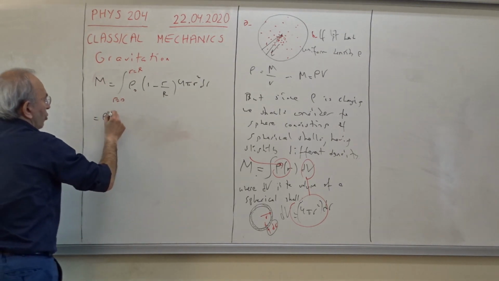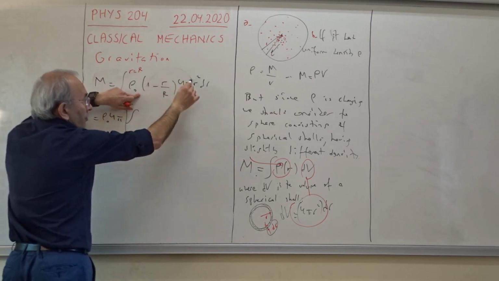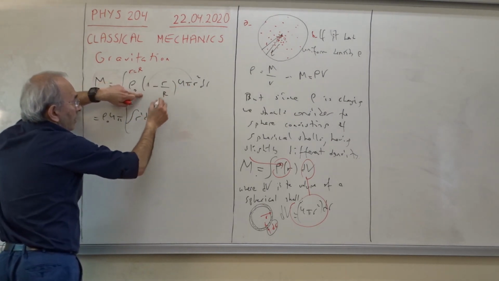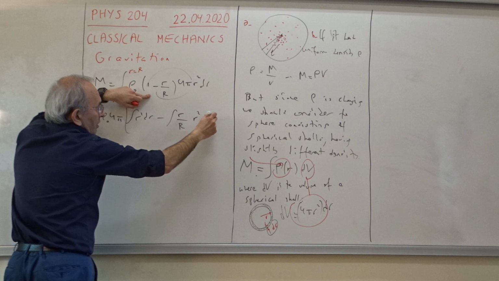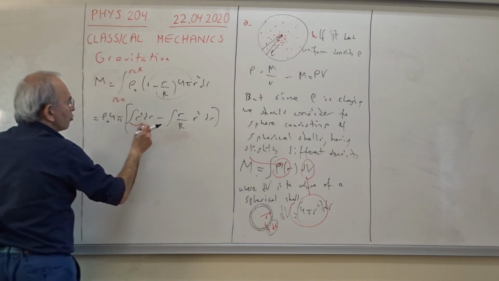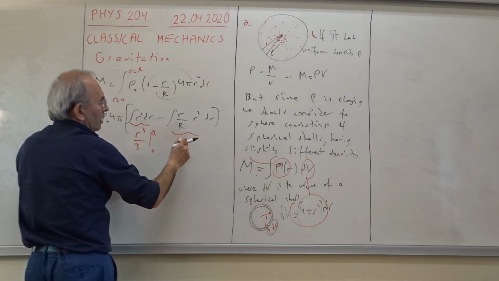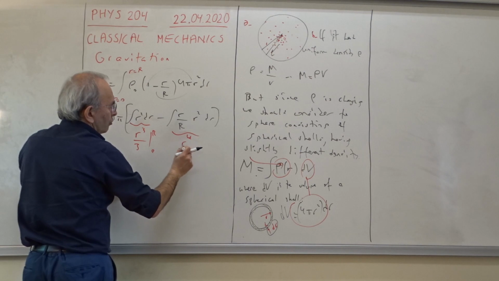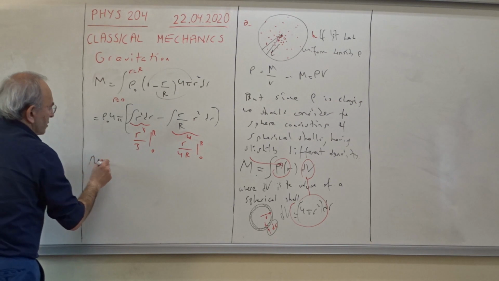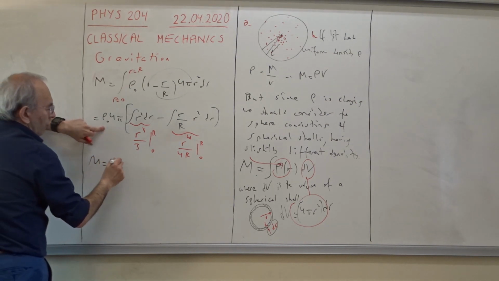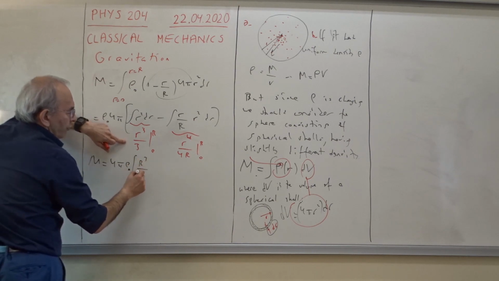Take the constants out. So we take rho 0 times 4 pi. Inside we have an integral for this part, r squared dr, and the integral for the other part, r over R times r squared dr. This turns out to be r cubed over 3 between 0 and R. This turns out to be r to the 3, it becomes r to the 4 over 4 from 0 to capital R. So M is now 4 pi rho 0 multiplied by, we have R cubed over 3 from the first.